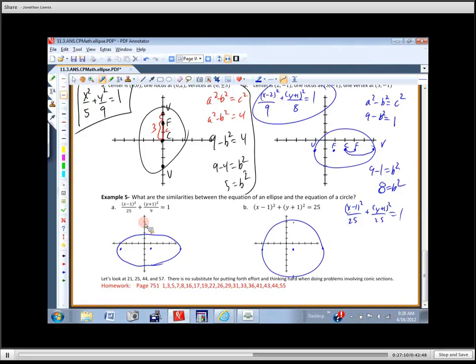Explain the difference between a square and a rectangle, because a square is technically a rectangle. Yeah, a circle is a special type of ellipse. You could think of it that way.